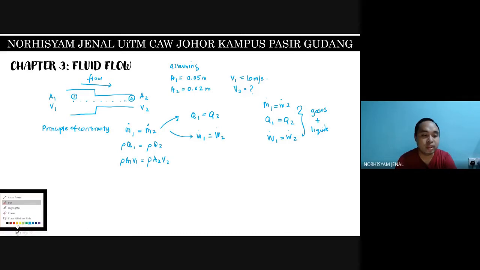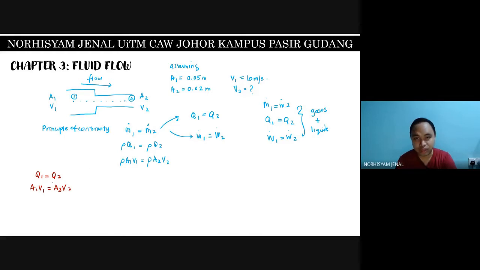Okay, the easiest equation that we can use is Q, because Q is the simplest one. We say Q1 is equal to Q2, which is A1 V1 equals A2 V2. So to find out V2, it is equal to A1 V1 divided by A2.